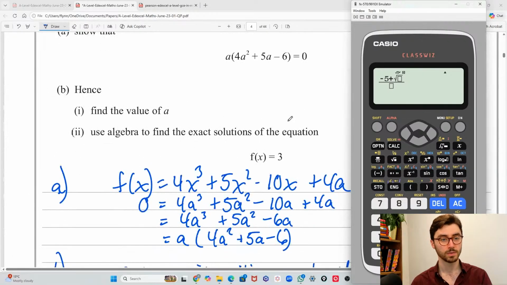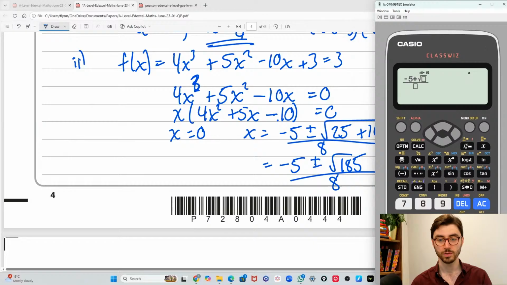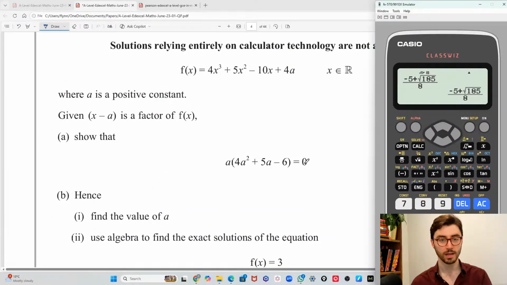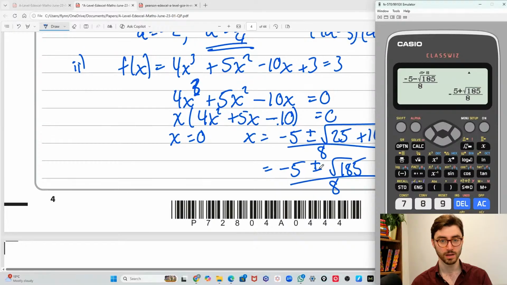So here, what I would do is I would plug this value back in. So 5 plus root 185 all over 8. So checking that by putting it back in. F of x, so 4 answer cubed plus 5 answer squared minus 10 answer plus 3 is 3. Smashed it. And I will check the other one, even though I really don't have to, because if the plus works, then I know the minus will work. But I'm not going to risk my A level on it. So we're just going to plug it back in.